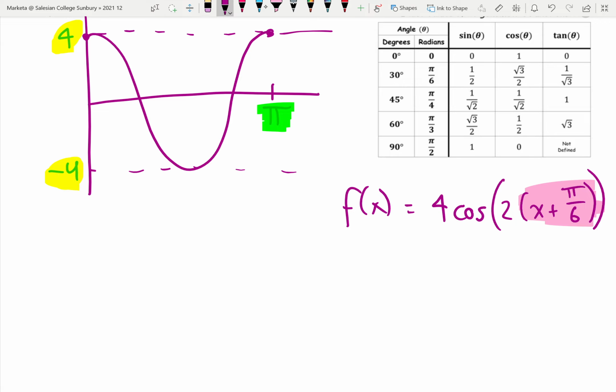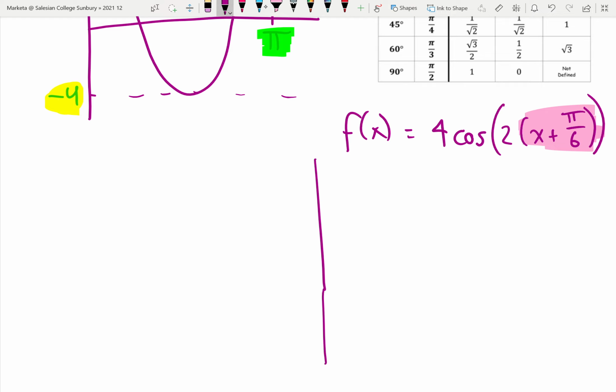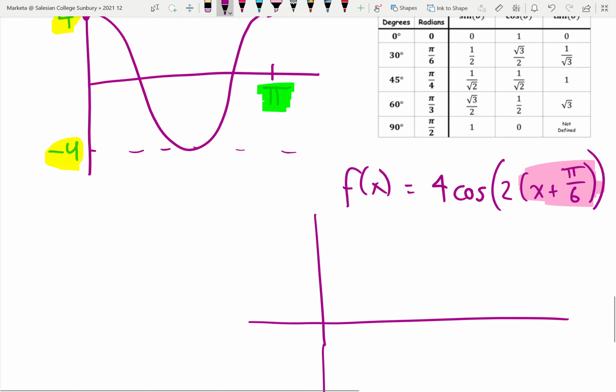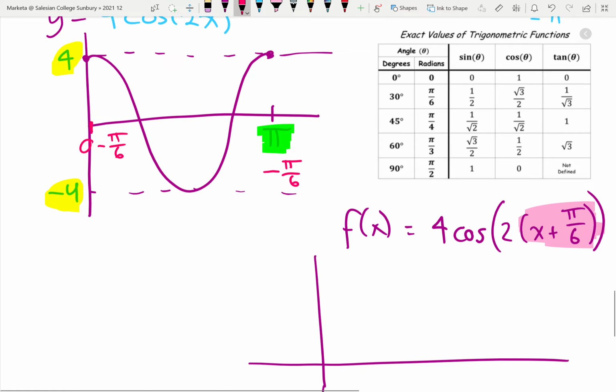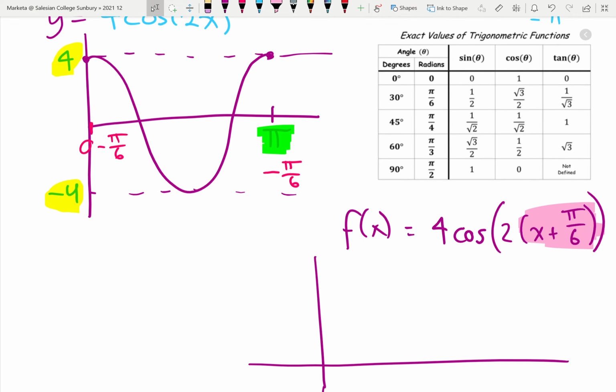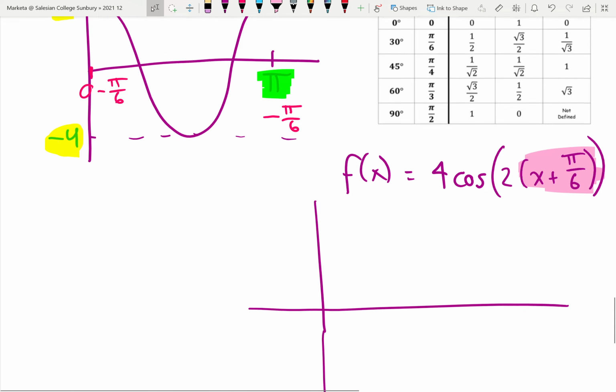So now let's see what that does. I'm actually going to redraw this so we can see clearly what's going on. So now what happens is that I've still got the same shape. I've still got a period of pi, but now on everything, I'm going to be minusing pi on 6. So that would be minus pi on 6 and 0 minus pi on 6. So every x value is going to be minus pi on 6. I'm not going to worry about the intercepts yet. That will come afterwards. I'm going to draw the general shape there.